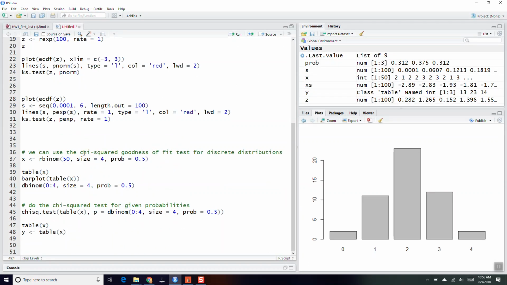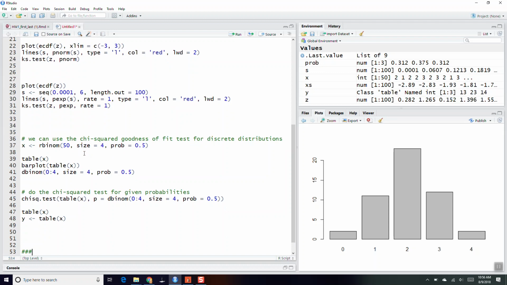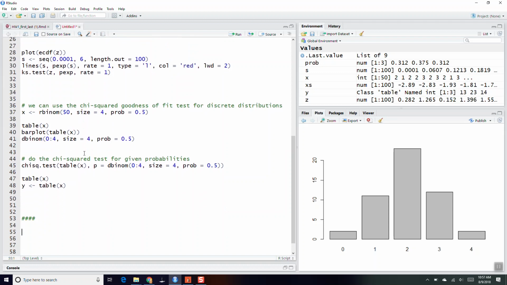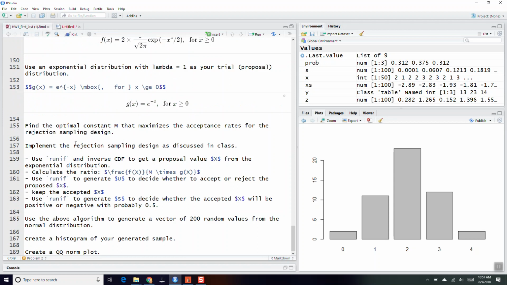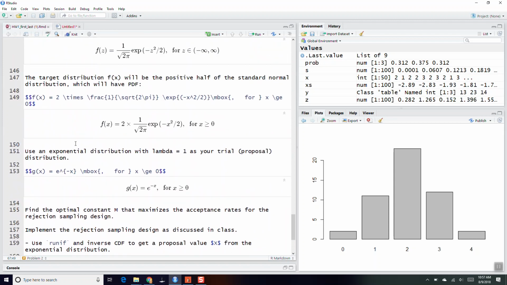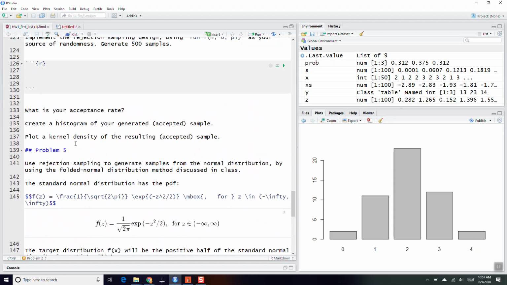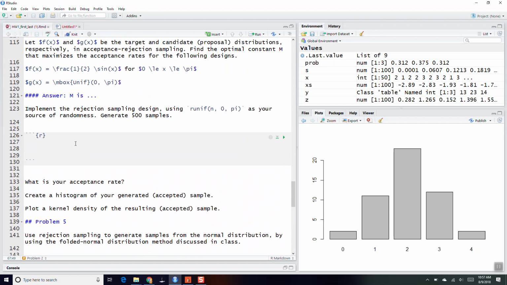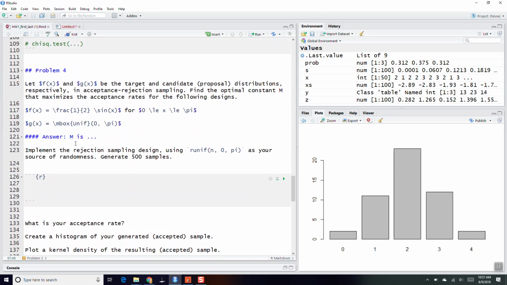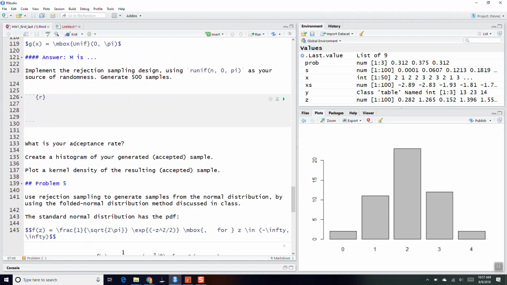So let me see if I could just write up a brief script. Wait, let me just make sure that this is not your homework problem. Oh, I guess it is part of it. Okay.